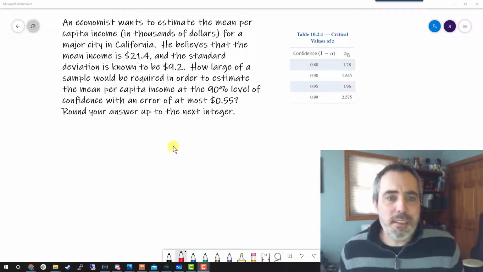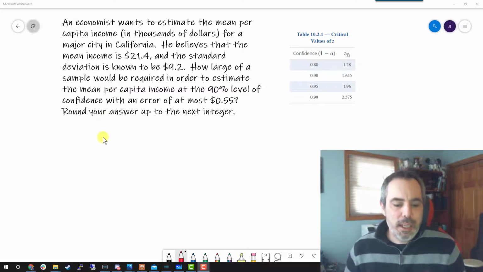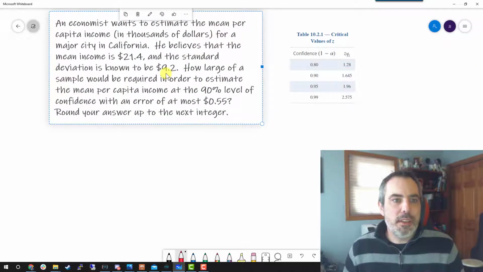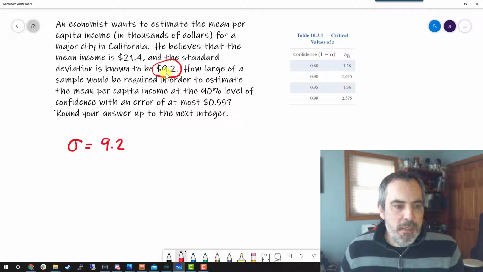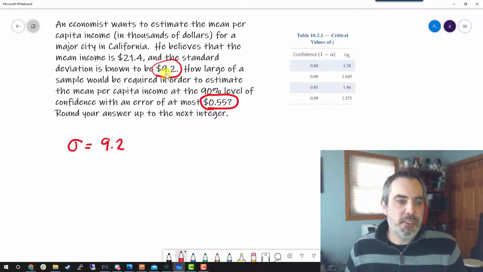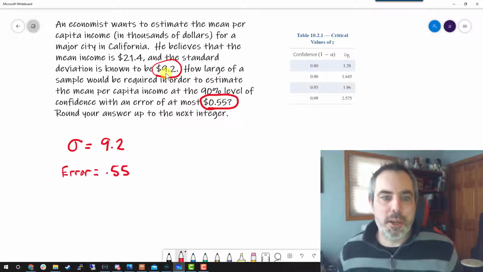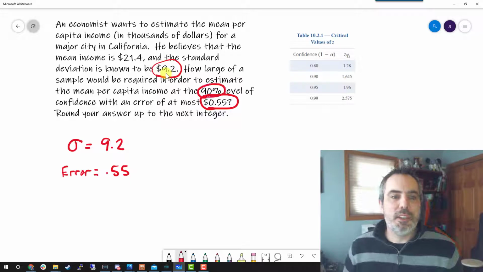So the things that I see right away in here is that I have a standard deviation. In this case it talks about this standard deviation is known to be $9,200. So I've got a standard deviation of 9.2. I also see that the error he is looking for is 55 cents, or we're just going to call it 0.55, because it really doesn't matter what we're talking about, and he wants a 90% level of confidence.